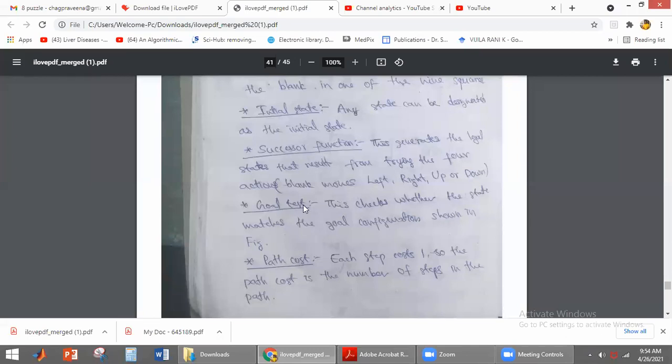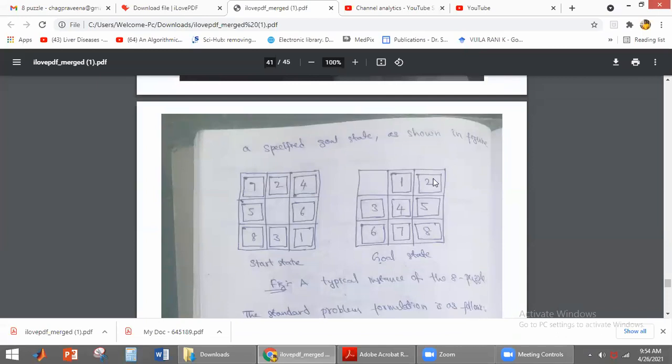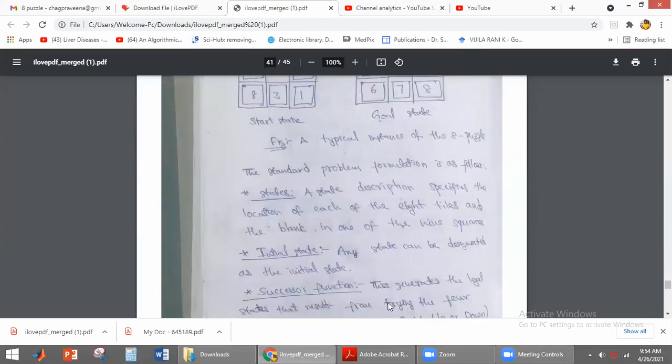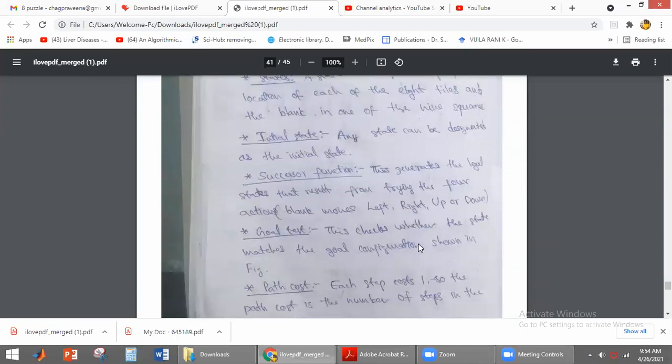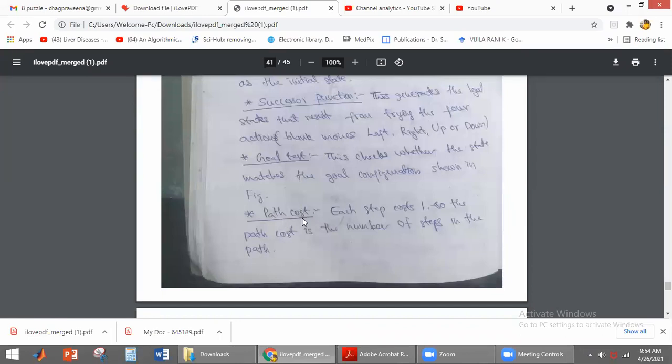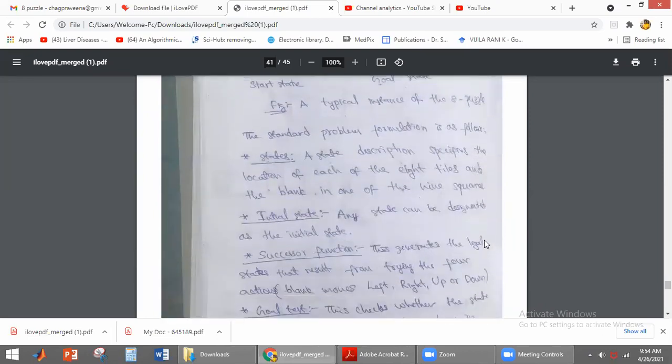And what is the goal test here? The agent checks whether the state matches the goal configuration shown in the figure. This is the goal configuration given. So whatever state it is reaching, whether that state is the goal configuration or not will be checked. Okay. And path cost in this is also the same thing. Each step cost here is 1. So what is the path cost? Path cost is the number of steps in the path. The total number of steps taken to reach the goal state is called path cost. So this is the 8 puzzle problem.